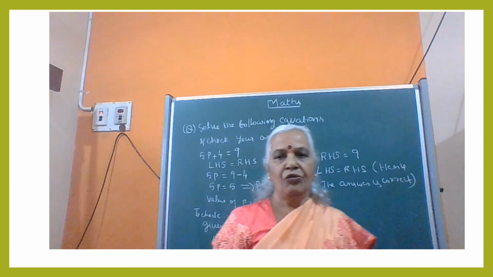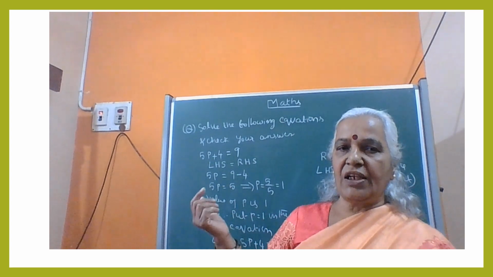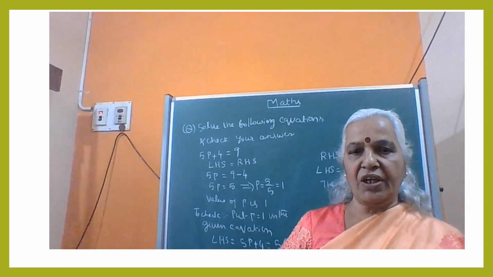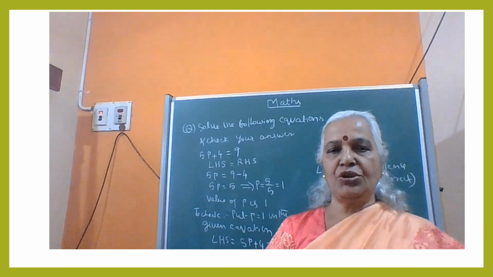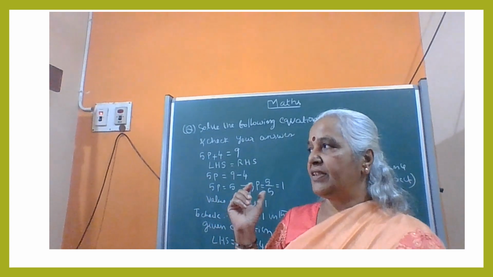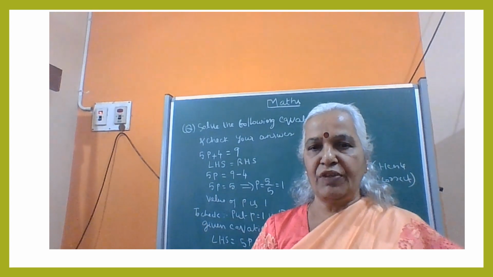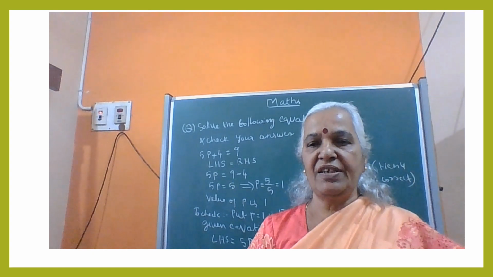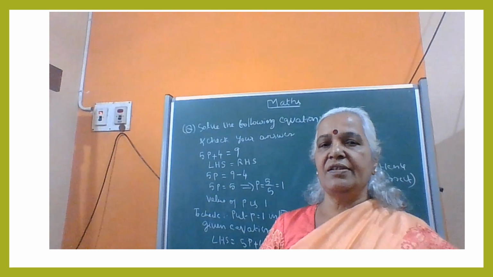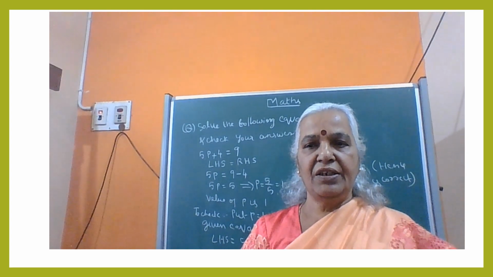In this method, first you have to find out what is there in the left hand side and what is there in the right hand side, and then bring all the variables to one side and numbers to the other side by changing the sign. And then you add or subtract, and then find the value of that variable. Here the variable is p, and then you can check the answer by putting the value of the variable in the given equation.